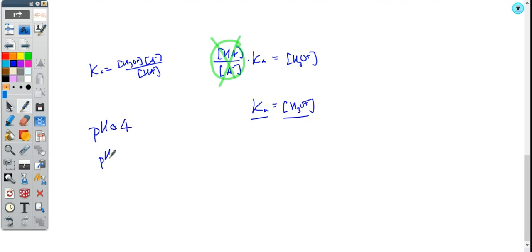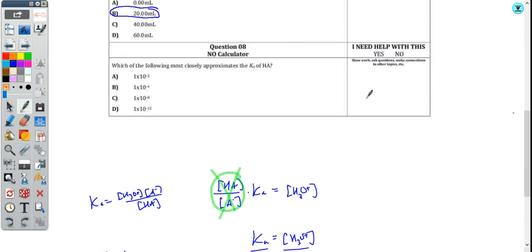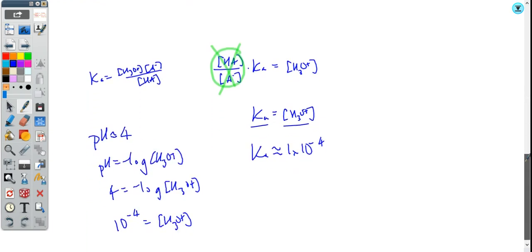And recognize that we have this formula, pH is the negative log of hydronium ion concentration. So if pH is about 4, just to estimate since we don't have a calculator, and I'm trying to solve for hydronium ion concentration, it's going to be 10 to the negative pH to give you the hydronium ion concentration. So Ka, again, we're approximating here, is going to be about 1 times 10 to the minus 4. Whew. Really important thing here about the half equivalence point.